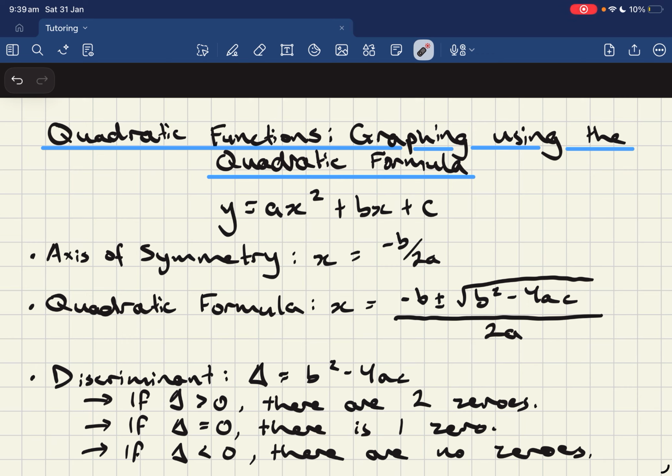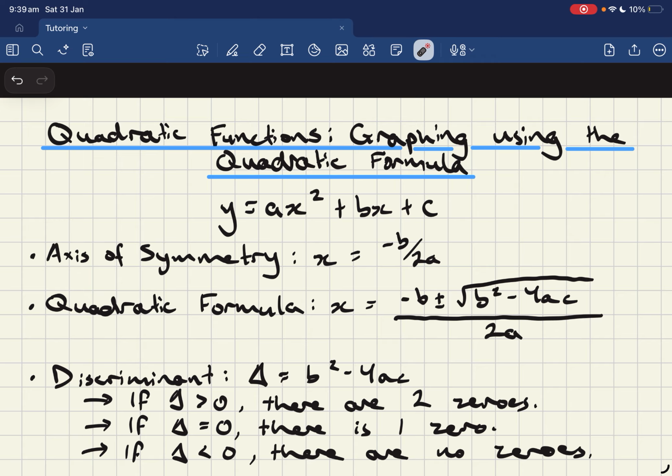So in this video, we are looking at graphing quadratic functions using the quadratic formula. Now these quadratics will be in the form of y equals ax squared plus bx plus c. Now we've talked about the axis of symmetry and the quadratic formula in previous videos, so I won't spend too much time actually proving them. We're just applying them here.